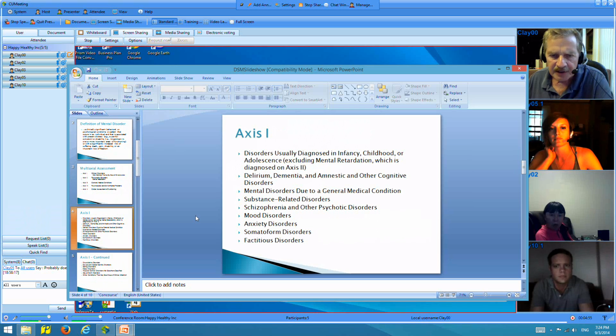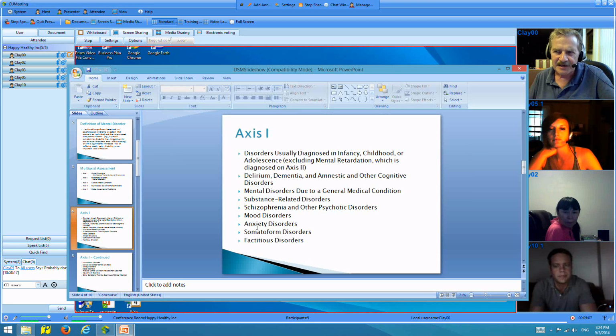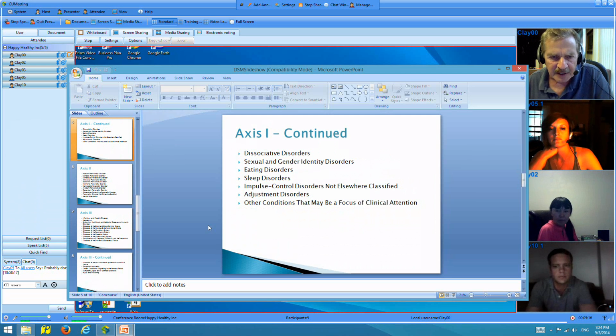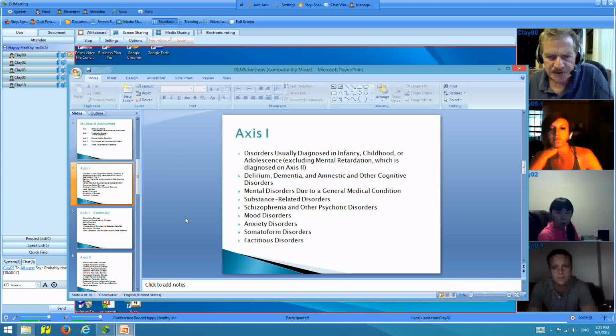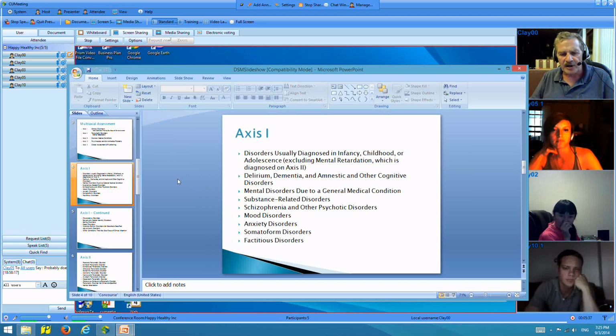Okay, here are the things that will go under axis 1, and then there will be numerical codes for each specific one. This is the way they run them, which if you look at it enough thousands of times, it all kind of makes sense. But Axis 1, you're trying to determine disorders usually diagnosed in infancy, childhood, or adolescence, excluding mental retardation, which goes in Axis 2. Okay, delirium, dementia, amnesiac, and other cognitive disorders, other thinking type mental process disorders, or thought process disorders.